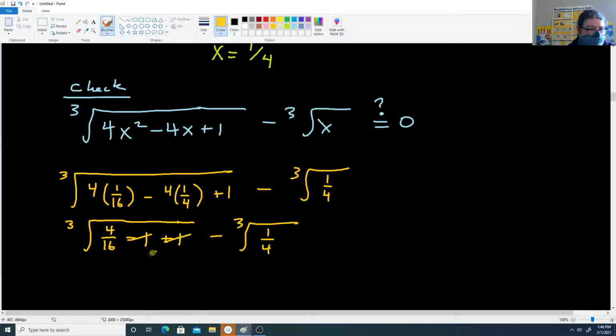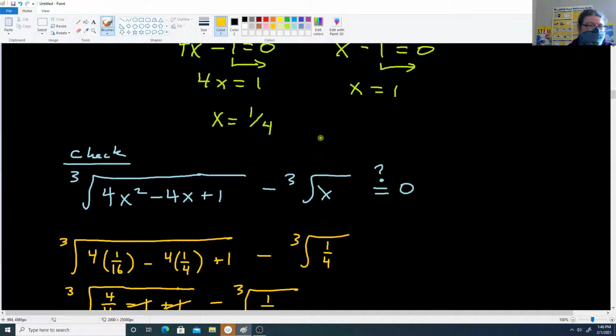Minus 1 plus 1 cancel. 4/16 reduces down to 1/4. So this is the cube root of 1/4 minus the cube root of 1/4. And the cube root of 1/4 minus itself is 0. That's what it's supposed to equal. So yes, x equals a fourth, that one is good. Let's check the other one, x equals 1.